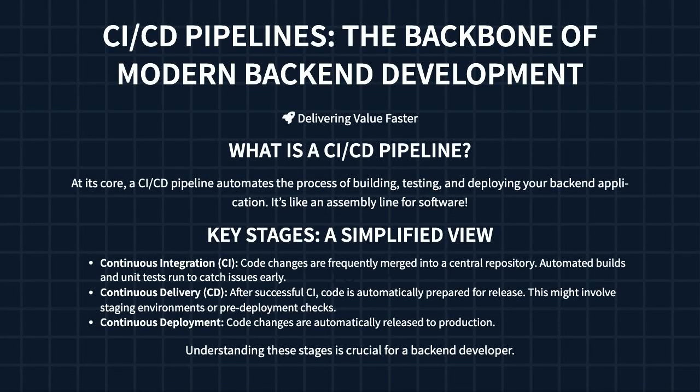Okay, let's talk about CI/CD pipelines. They're absolutely essential in modern backend development. Think of it like an automated assembly line for your code. Continuous integration focuses on merging those changes frequently and automatically running tests to catch problems before they become big issues. Then comes continuous delivery, where the code is prepared for release, often through staging environments. And finally, continuous deployment goes a step further and automatically releases that ready-to-go code straight into production. It's all about delivering value faster and more reliably.